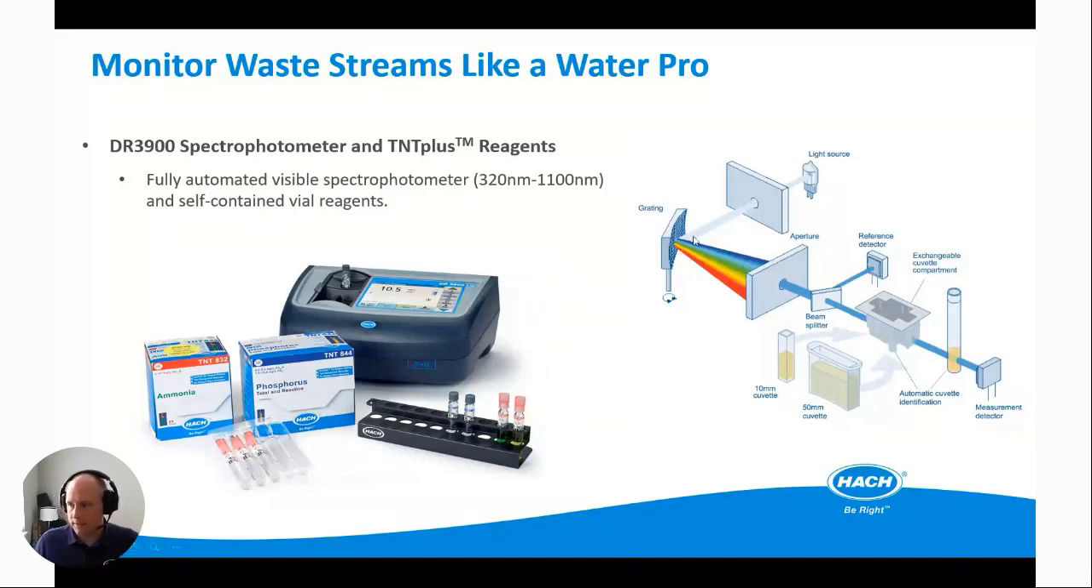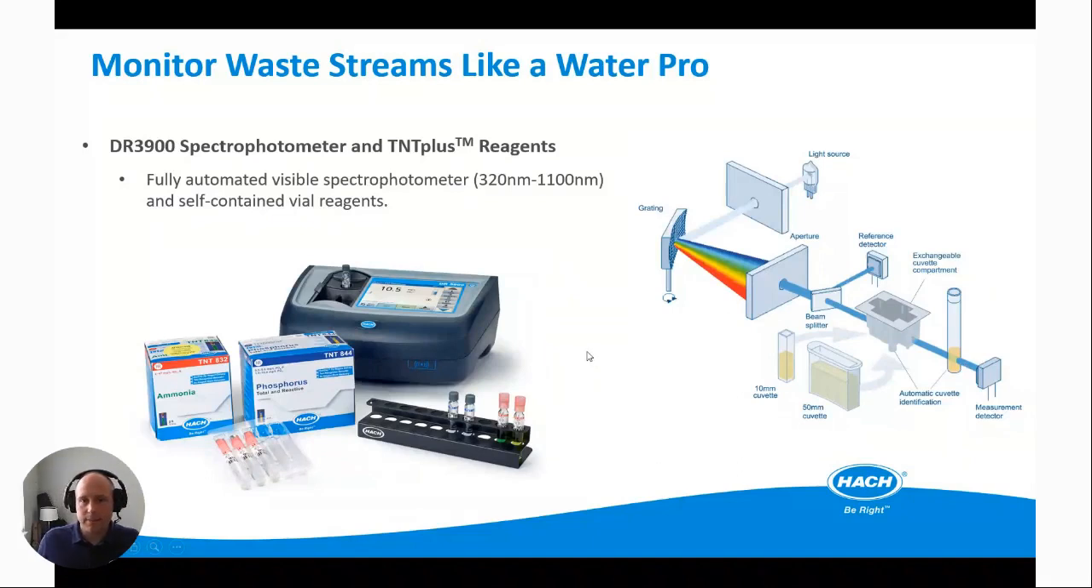So this is just a diagram of how a spec works. Light shines through the sample, and in this diagram we have this little tiny cell here. This is 13 millimeters in diameter, which is the size of these vials, rather than the square cells that I showed on the previous slide, which are 1 inch, so quite a bit smaller.